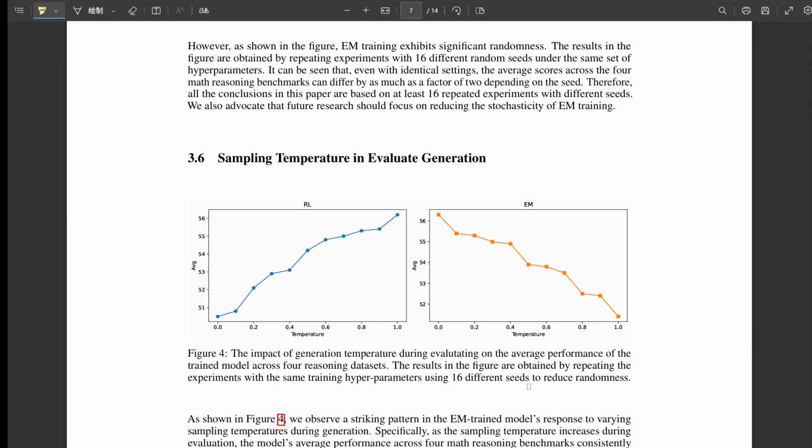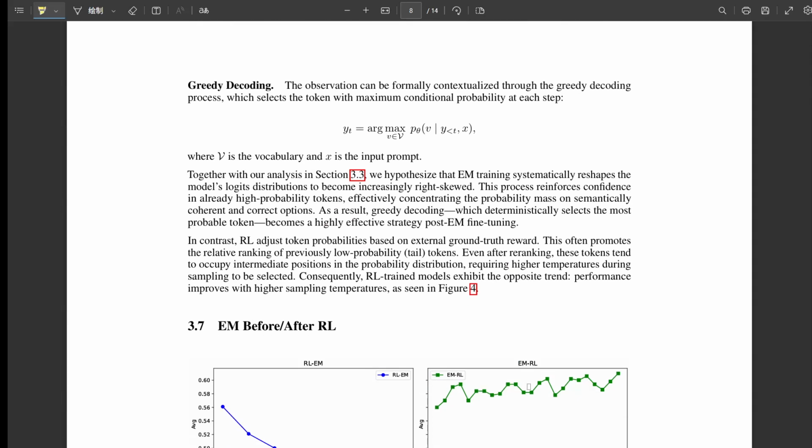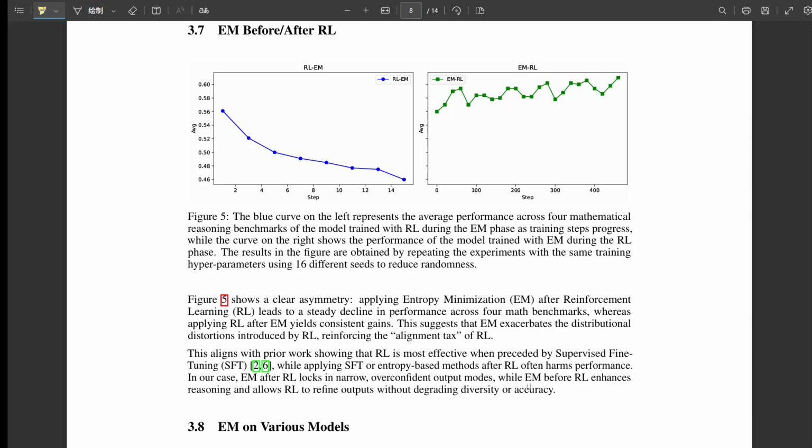Is it the same? Higher temp is better? No, this is another key difference they found compared to RL. For EM trained models, performance consistently goes down as you increase the evaluation temperature. Really? So you want zero temperature, greedy decoding. Pretty much. The best results come from just taking the single most probable token at each step, temperature 0. This is often the opposite for RL models, where sometimes a bit of temperature helps find better answers.